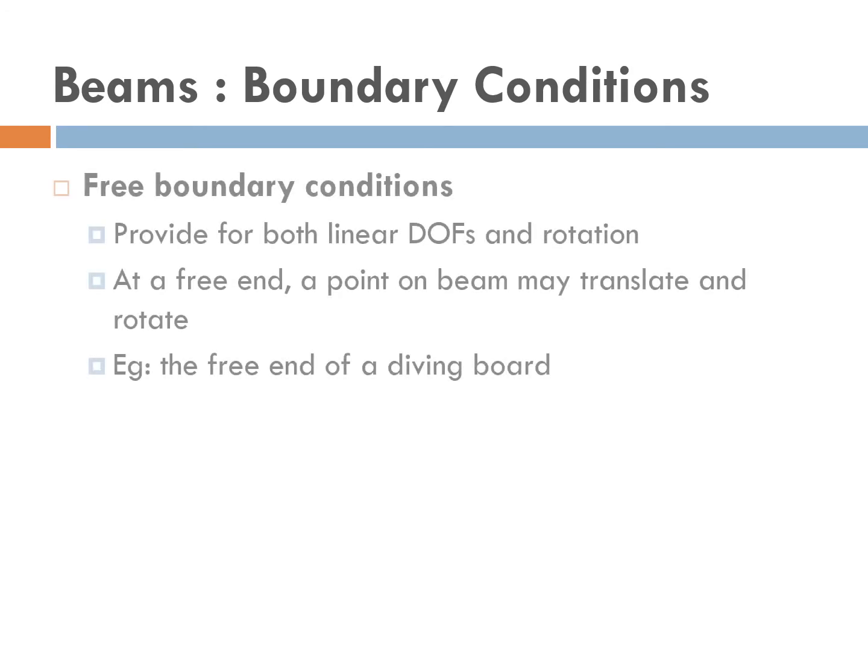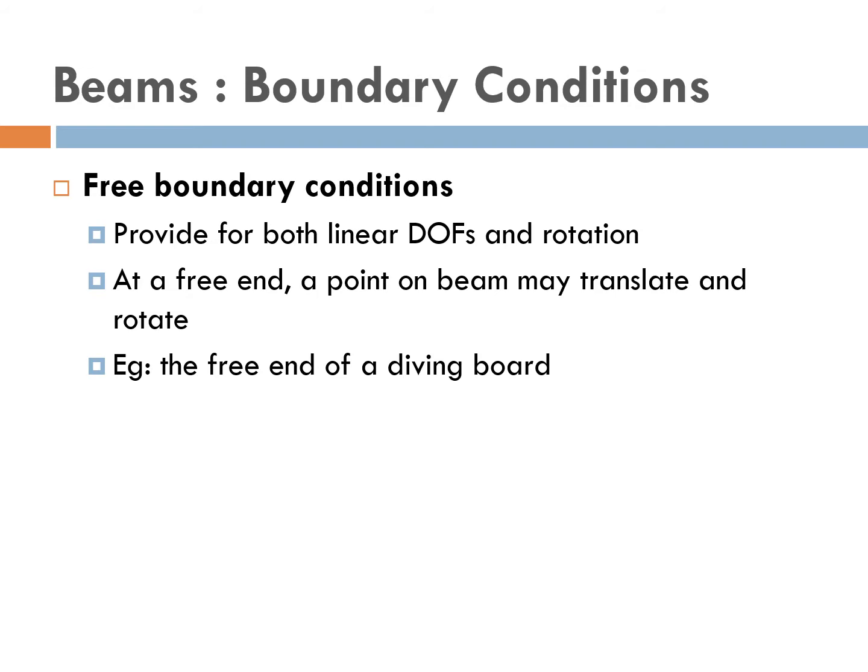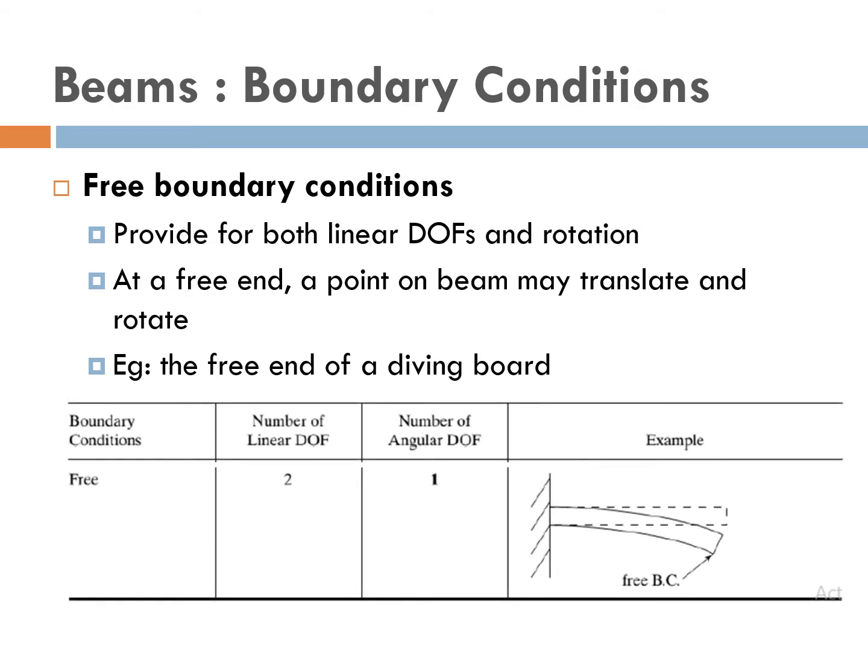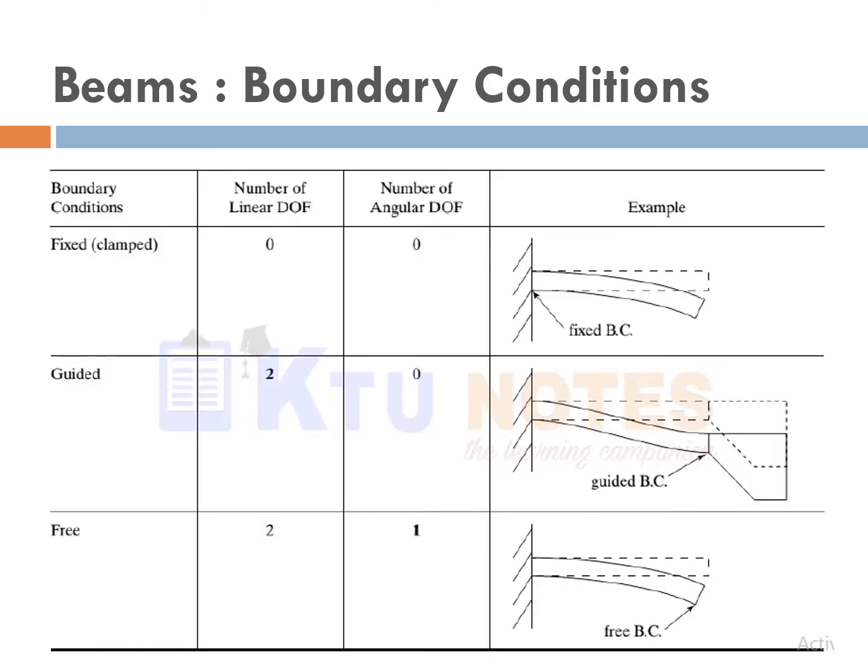The third one is the free boundary condition, which provides for both linear degrees of freedom as well as rotation. At the free end of this beam, we can see that the point of the beam may translate as well as rotate. An example for a beam having free boundary condition is the free end of a diving board. The 3 boundary conditions, fixed, guided and free, discussed so far are tabulated here.